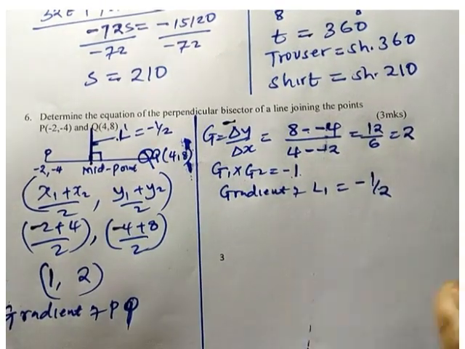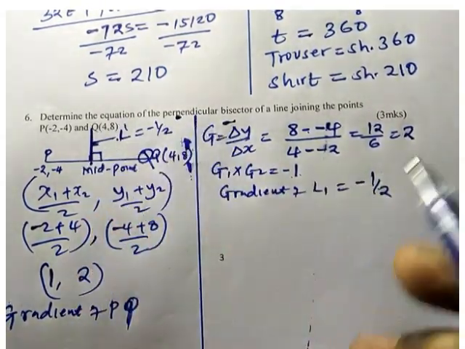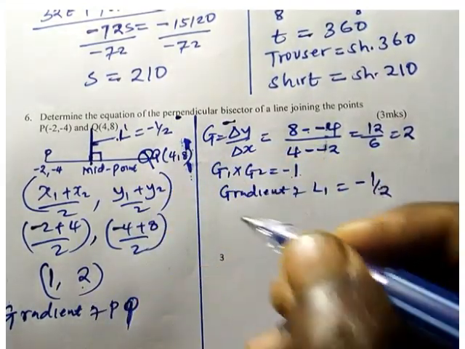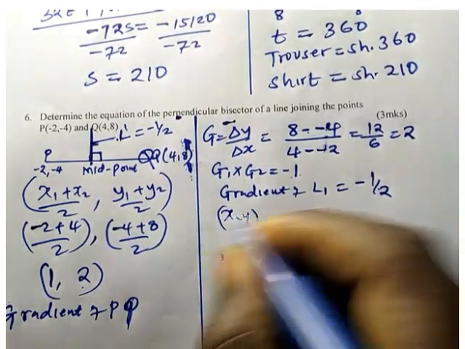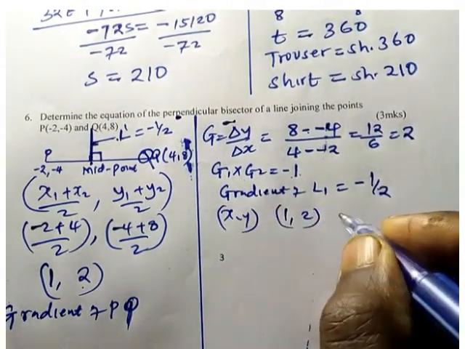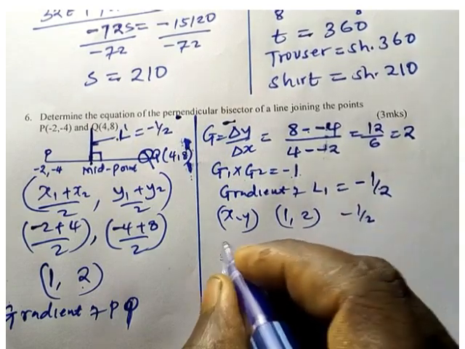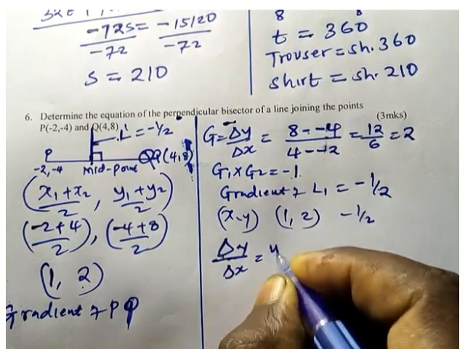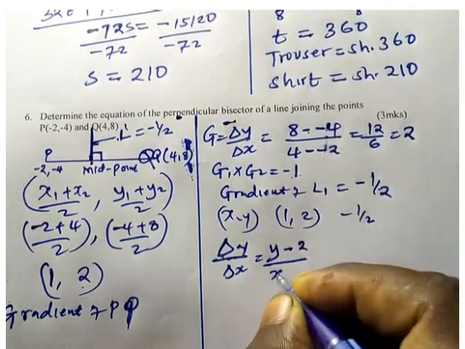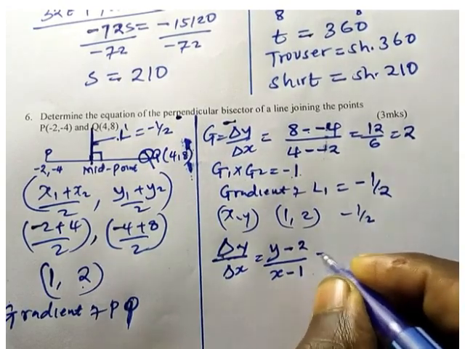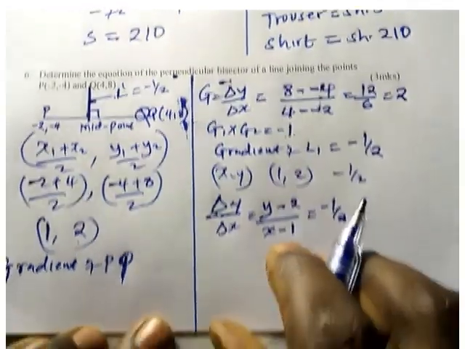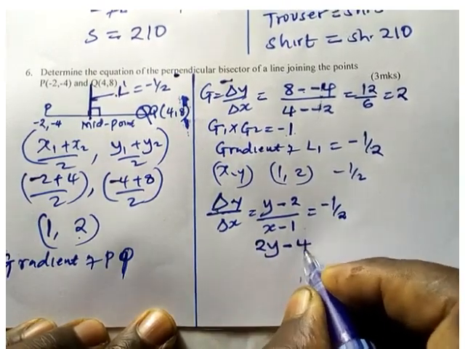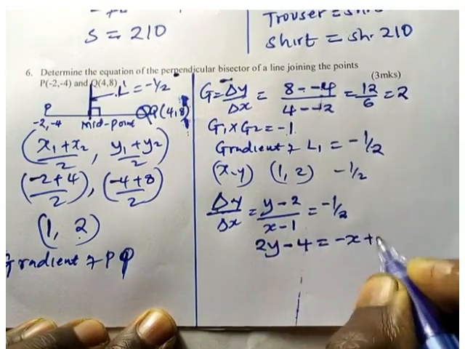Right? Now we were told to find the equation. So for the equation, we will take the midpoint (1, 2) and the gradient, negative a half. The gradient is equal to change in y over change in x, that is y minus 2 over x minus 1 is equal to negative a half. So cross multiply, this one is going to be 2y minus 4 is equal to negative x plus 1.